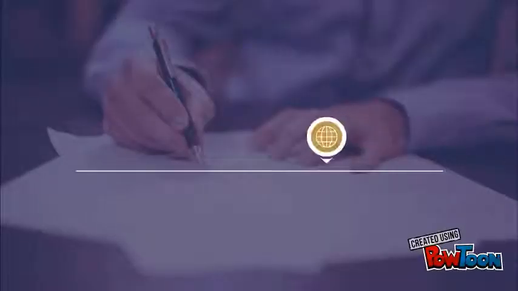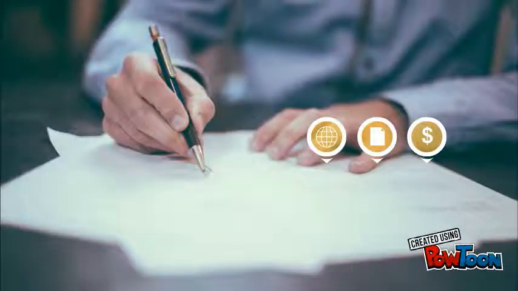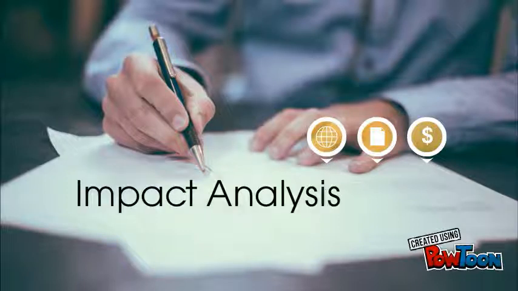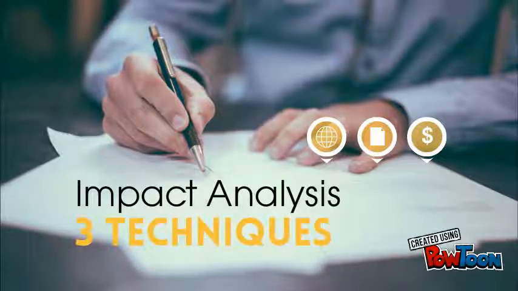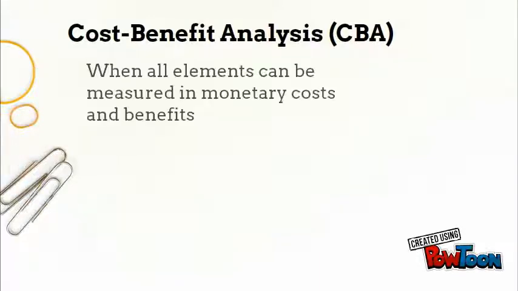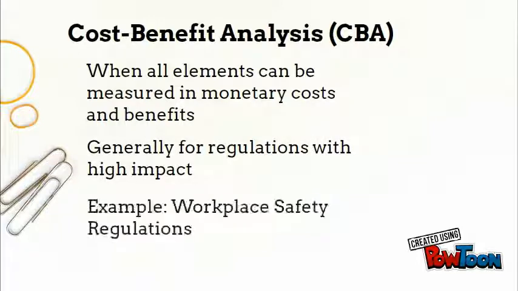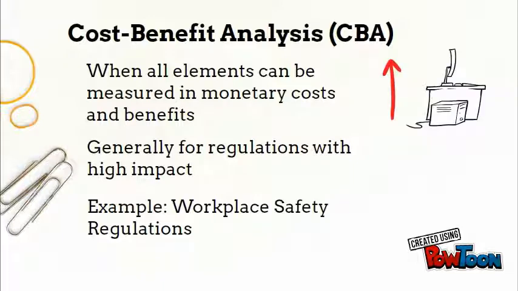After forecasting the option's impact and cost, the next step is to evaluate the option's potential impact through impact analysis. There are 3 techniques we can use. Cost-benefit analysis is used when all elements can be measured in monetary costs and benefits. For workplace safety regulations, it would measure costs like additional training and benefits such as savings in healthcare fees.